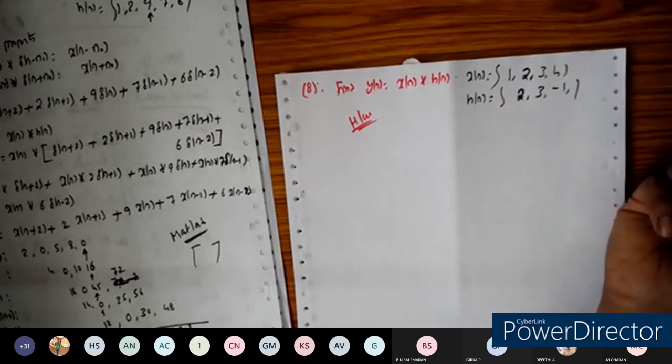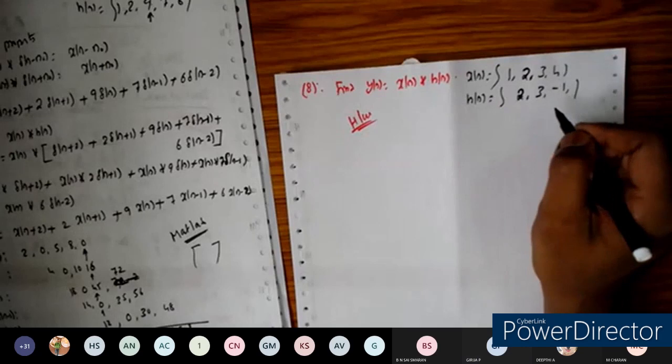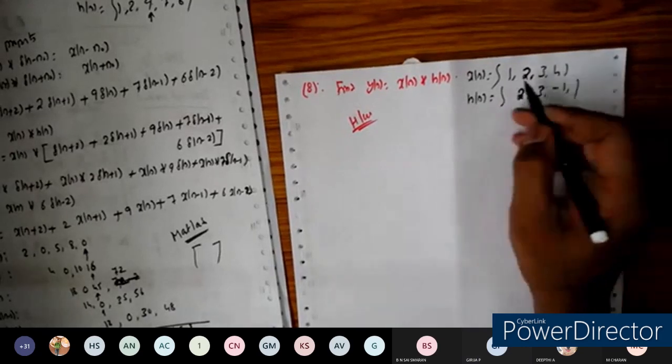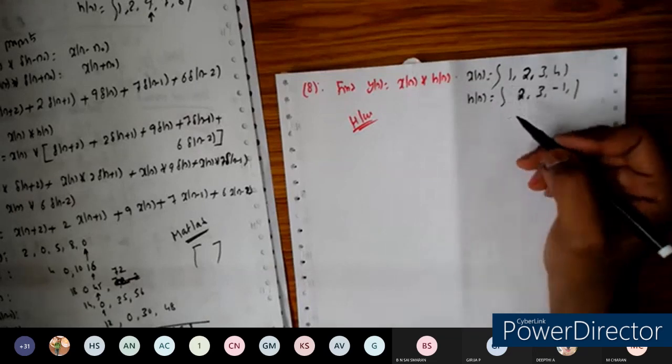So in all the problems, they will not give the origin. If it is not given, you can assume. That's a concept you can make use of here. If it is not given, you can just assume this is the origin. The first sequence itself is the origin here.